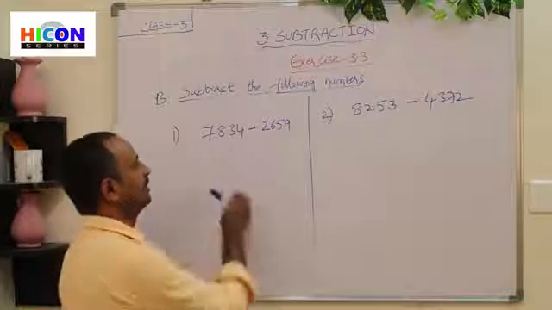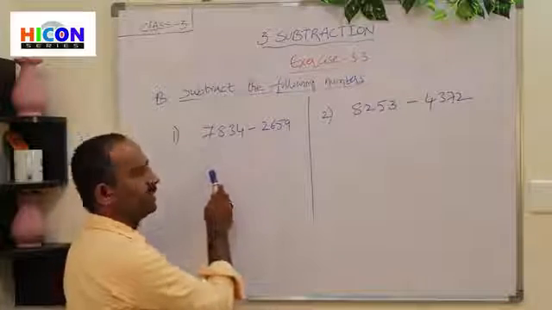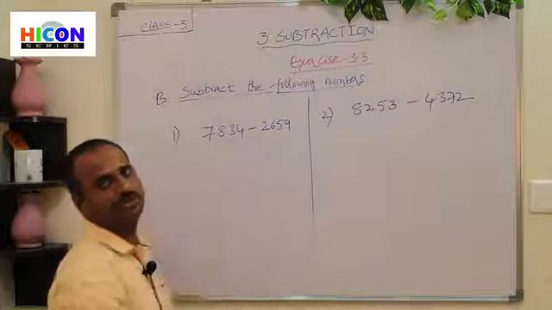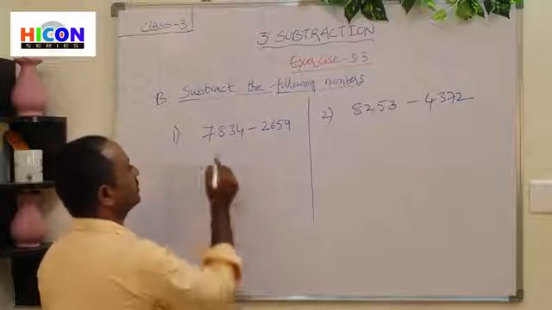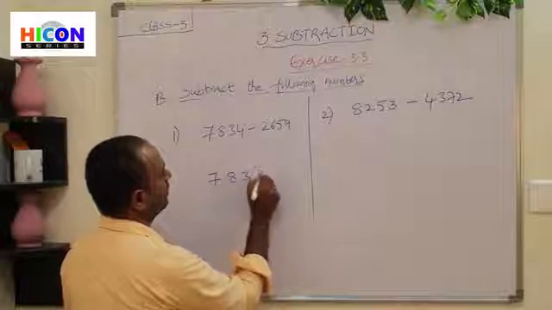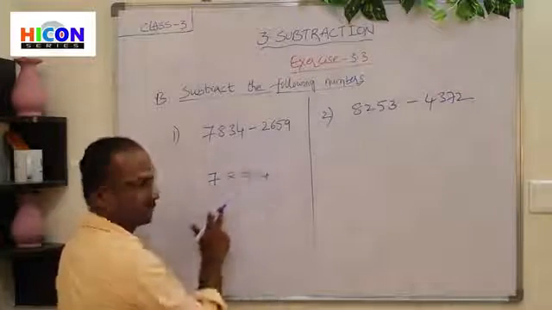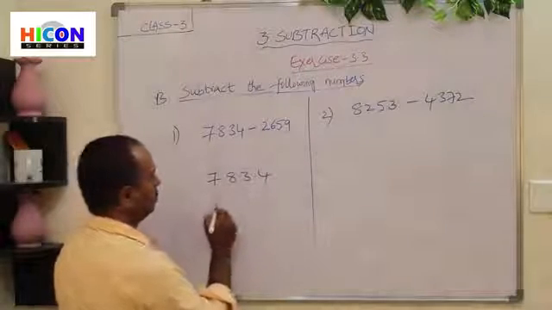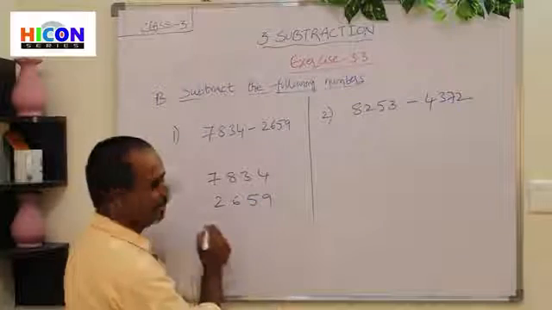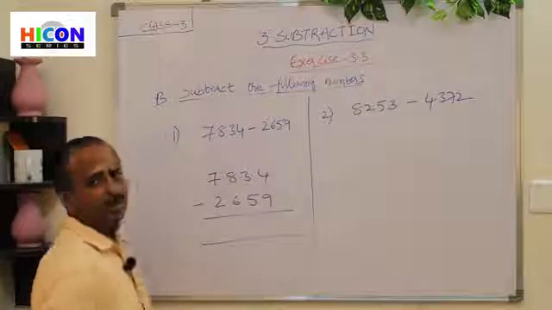So first write these 2 numbers one below the other. The first number should be written first and the second number should be written below the first number. So what is the first number here? 7834. So this is the first number. So write the second number below the first number. That is 2659. So this is the second number. So to subtract these 2 numbers, write the minus symbol.